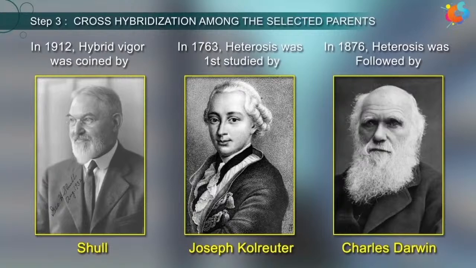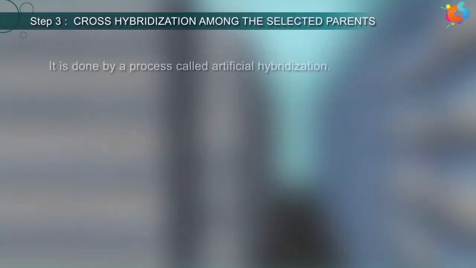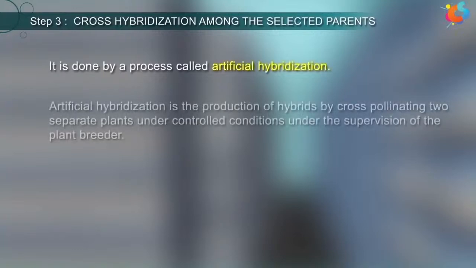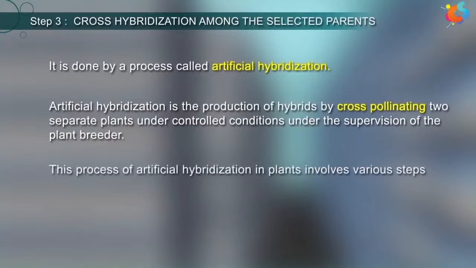Let us understand how cross-hybridization is done by breeders. It is done by a process called artificial hybridization. Artificial hybridization is the production of hybrids by cross-pollinating two separate plants under controlled conditions under the supervision of the plant breeder. This process of artificial hybridization in plants involves various steps.